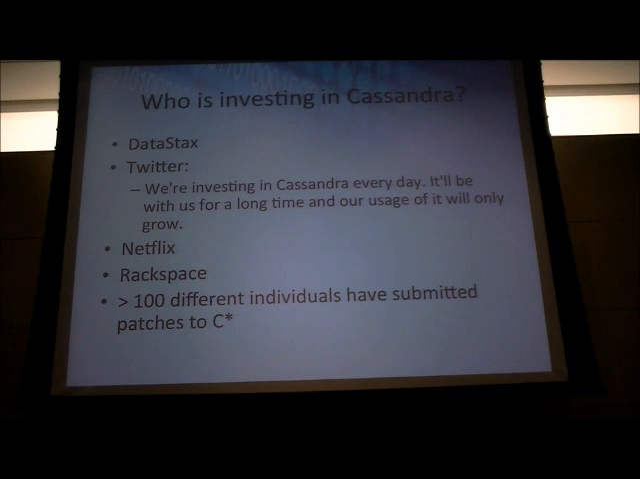So who's investing in Cassandra? A lot of people ask this question. MySQL has Oracle support. MongoDB has 10gen and maybe some other people out there. Who's investing in Cassandra? Well, we are. We've got 4 or 5 people who work full-time on Cassandra. Twitter is also investing heavily in Cassandra. They actually have a committer on staff. And then, of course, there's Netflix out there.